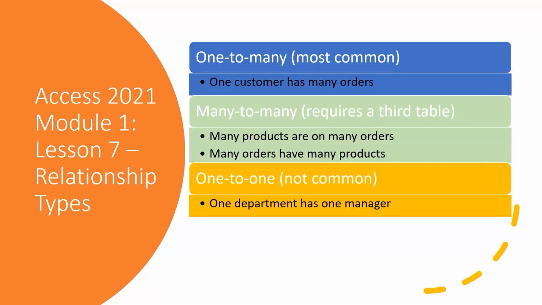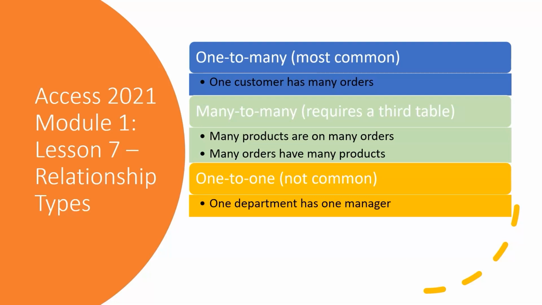So we talked about the one-to-many relationship earlier when we toured Northwind. That is the most common relationship type. An example would be one customer has many orders. So the one side of the relationship would be on the customer table, the many side would be on the orders table. You have a many-to-many relationship type.